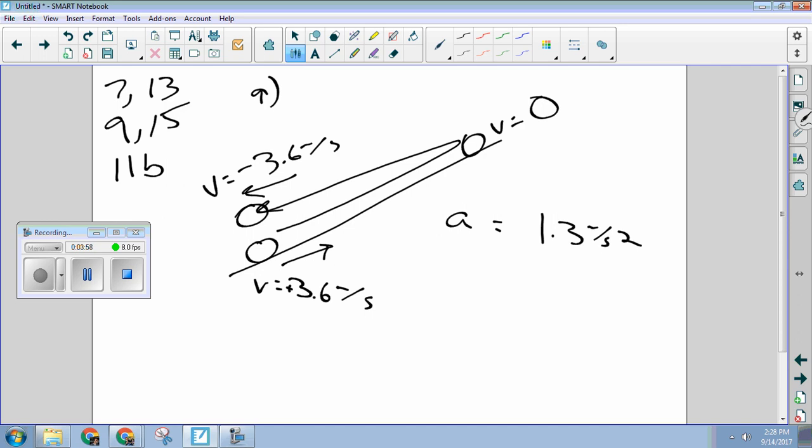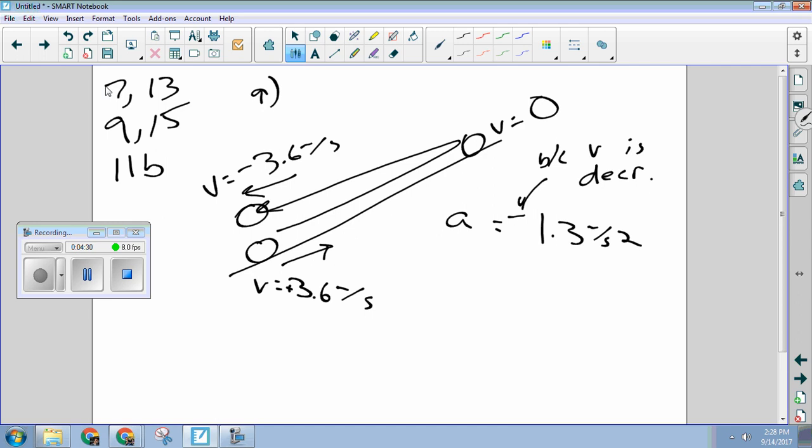Okay, so in order to figure out if this is positive or negative, I need to think about what my velocity is doing. So let's look. On the way up, the velocity goes from 3.6 to 0. Is that an increase or a decrease? Decrease. Okay, so I'm hoping that it makes me feel like the acceleration is going to be negative. Let's double check. On the way down, the velocity goes from 0 to negative 3.6. Increase or decrease? Decrease. Still a decrease. Aha! My acceleration has got to be negative because v is decreasing.